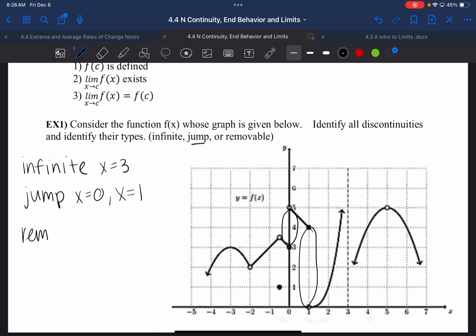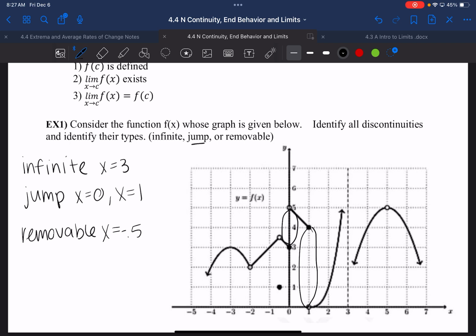Then they ask if we have any removable. Okay, removable means it's just a singular hole, right? Do you guys see anywhere we have a removable discontinuity? X equals negative 0.5. Okay, negative 0.5. Okay, anywhere else? No, I don't think so.